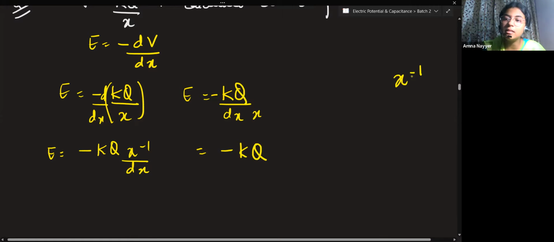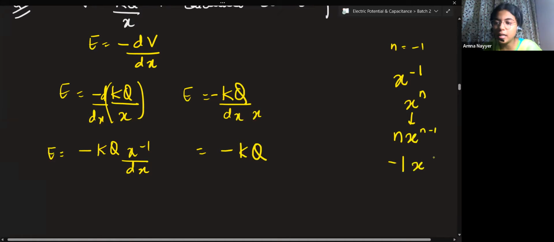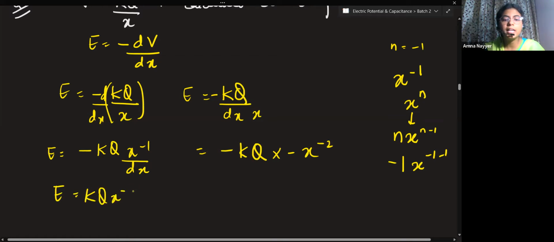Now quickly revise it. X to the power n. Here your n is minus 1. The derivative of x to the power n is n x to the power n minus 1. So n is minus 1, x to the power minus 1 minus 1. So minus 1 gets multiplied. This is minus, x to the power minus 2. So minus minus will become plus. This will be kq x to the power minus 2. Now did we get kq by x square? This was the formula of electric field, no? Kq by x square.